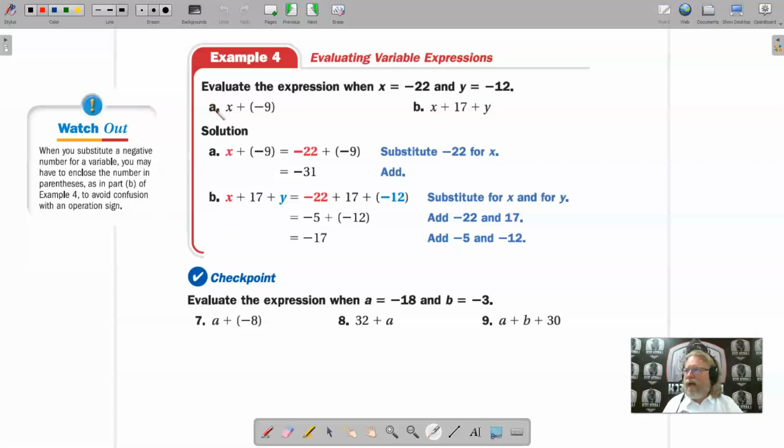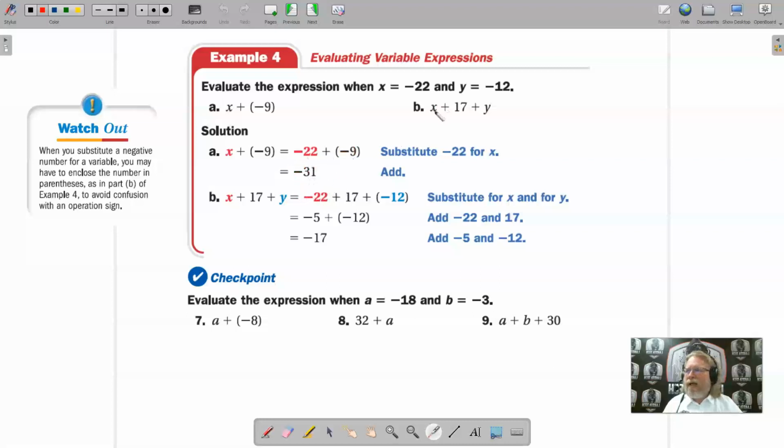So on A, it's x plus negative 9, and B is x plus 17 plus y. So let's look at the first one. We start with x plus negative 9, and we're just going to plug in the negative 22 for the value of x. And that's all we've done here, we've substituted negative 22 for x. And now they are both negative numbers, so we'll add them together to get 31. And since they're both negative, the answer is going to be negative.